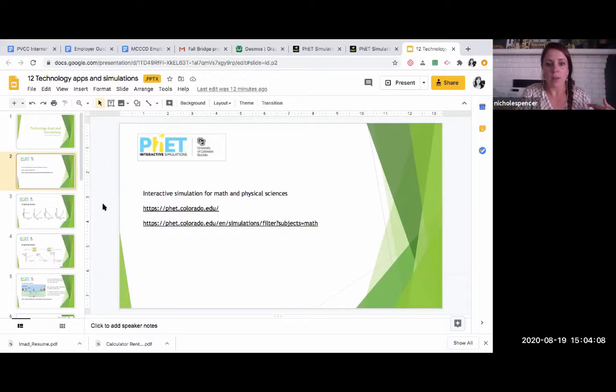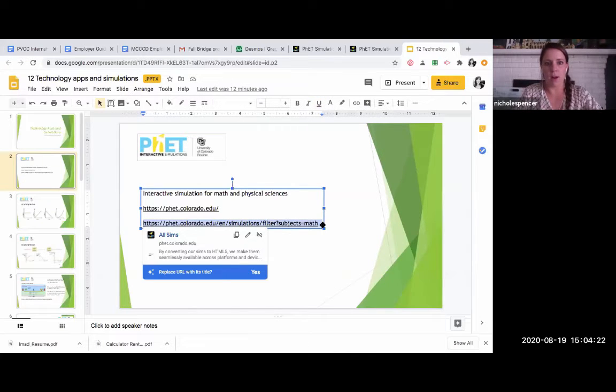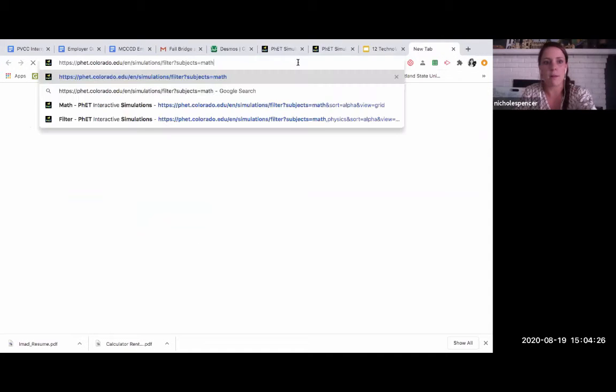PhET has a ton of different resources for different sciences, not just physics, but there are also simulations just for mathematics. So take a peek at what that looks like there. And I'm not in presentation mode, so I apologize for the Google slide.